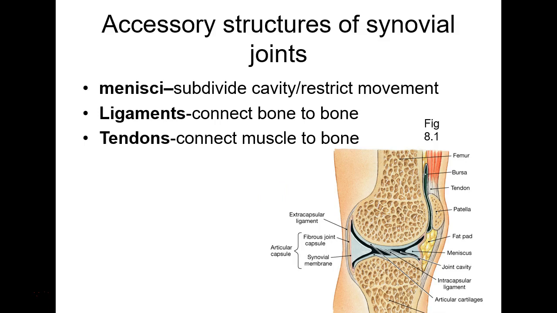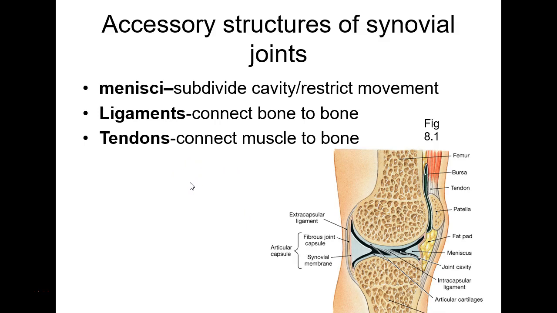Accessory structures: menisci, meniscus is singular, ligaments connect bone to bone, and tendons connect muscle to bone. And we talked about how tendons are made of dense regular connective tissue. A meniscus is kind of like a little structure that subdivides the joints. They're pretty tough.